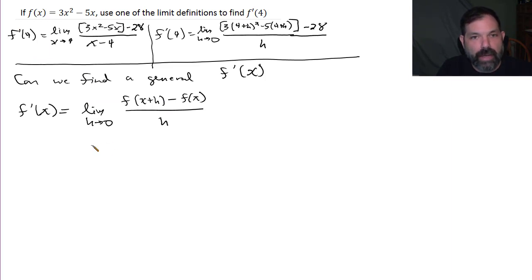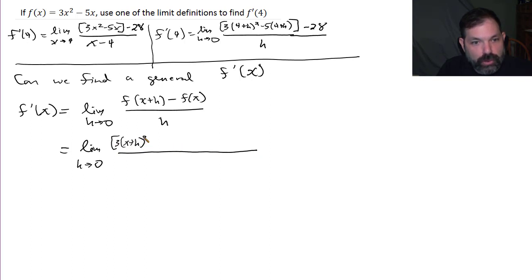Alright, so let's see. F of x plus h. That would be then the limit with h approaching 0. F of x plus h would be 3 times x plus h squared minus 5 times x plus h. F of x minus, and now f of x is just 3x squared minus 5x, over h. Alright, so now let's expand this and see if something nice happens.